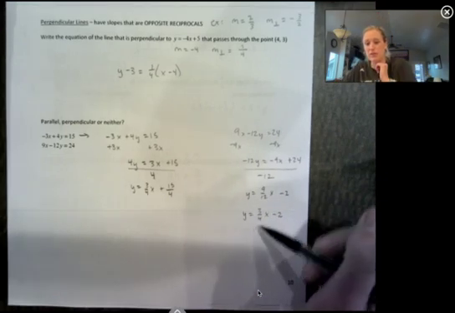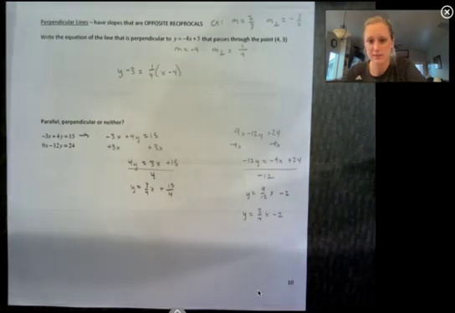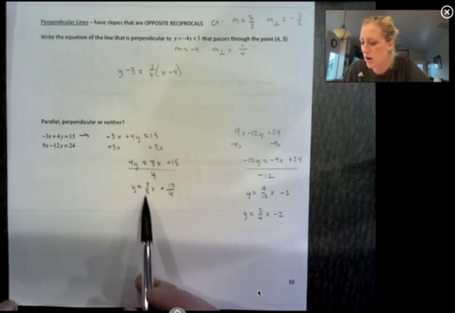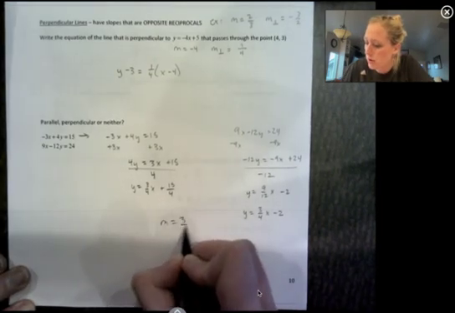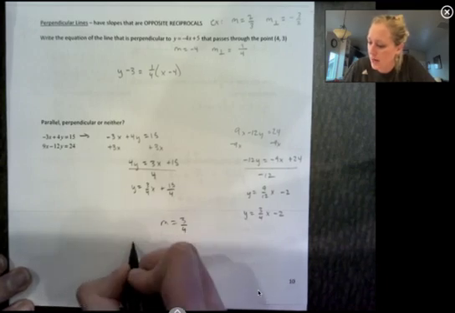So now I'm going to compare these. So if they are parallel, they have to have the same slope, perpendicular opposite reciprocal slopes, and if they don't have either of those, then it's neither. Well, I see from rearranging those that I do get the same slope. So the lines are parallel.